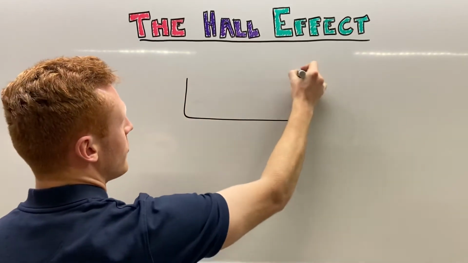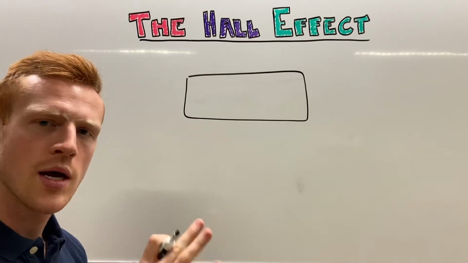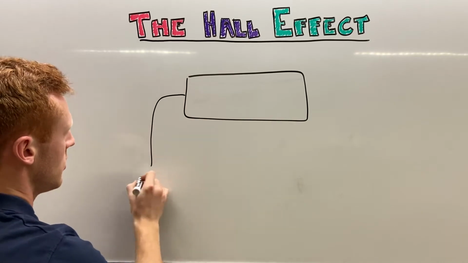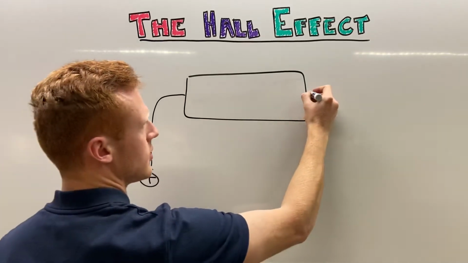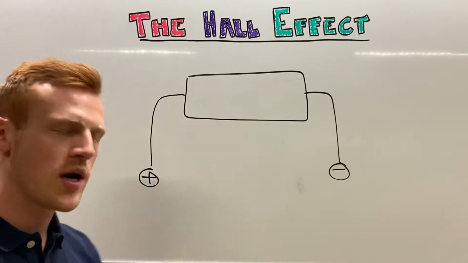Let's say we have a metal conducting plate. Let's call it copper for all intents and purposes, okay? And let's create a circuit out of this copper. Copper is a conducting metal. Let's give the side the positive end and the negative end. And let's run a current through it.